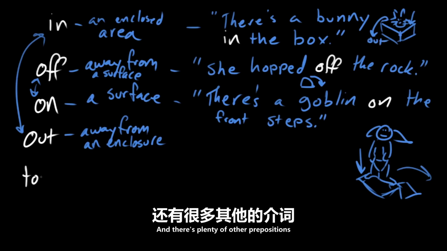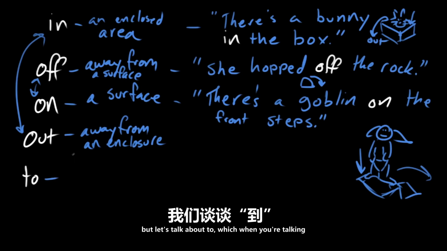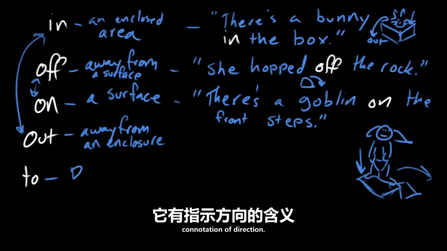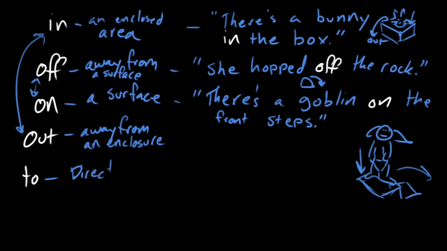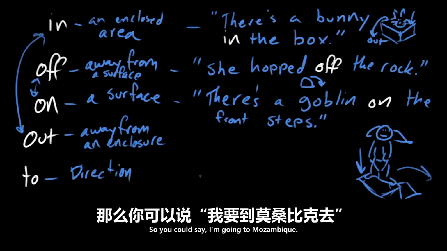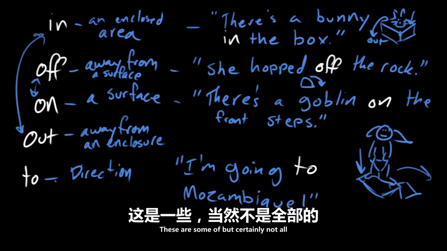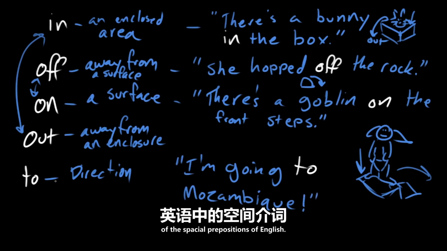And there's plenty of other prepositions, but let's talk about two. When you're talking about to in the physical sense, it has this connotation of direction. So you could say, I'm going to Mozambique. These are some of, but certainly not all, of the spatial prepositions of English.